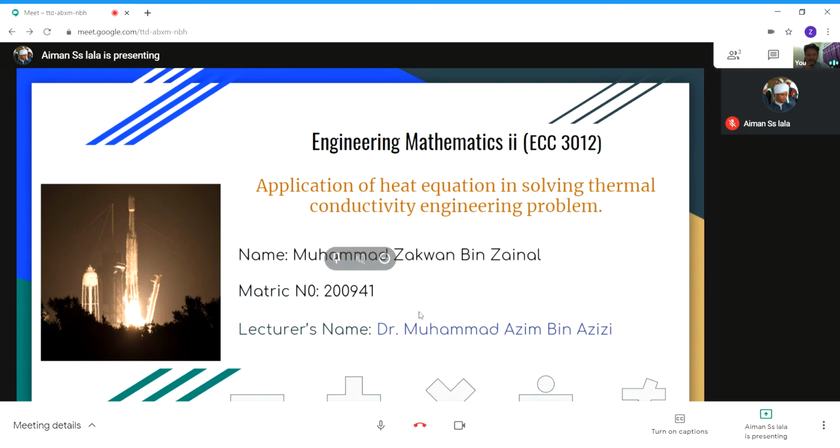My name is Muhammad Zakam Zainal. My matrix number is 200941. I'm from Dr. Azim Group. So today I will present my individual assignment for Engineering Mathematics 2, ECC3012, on the title Application of Heat Equation in Solving Thermal Conductivity Engineering Problem.